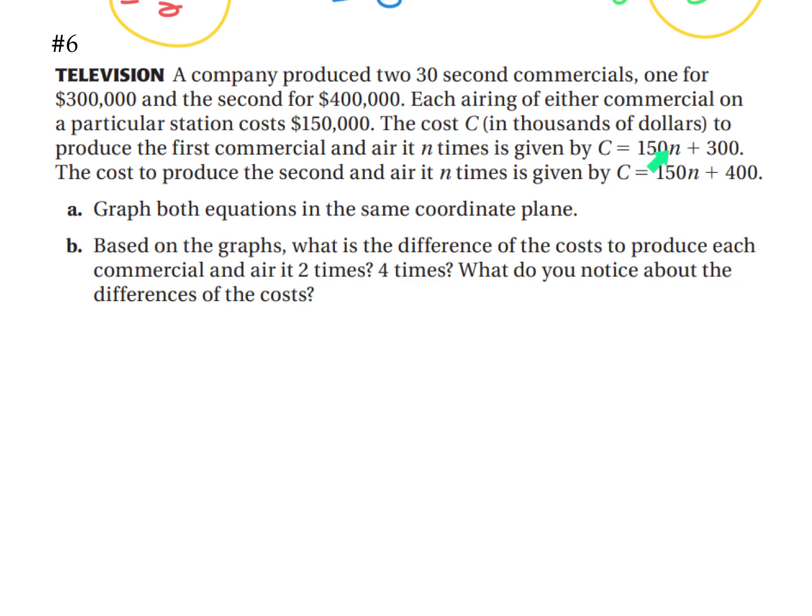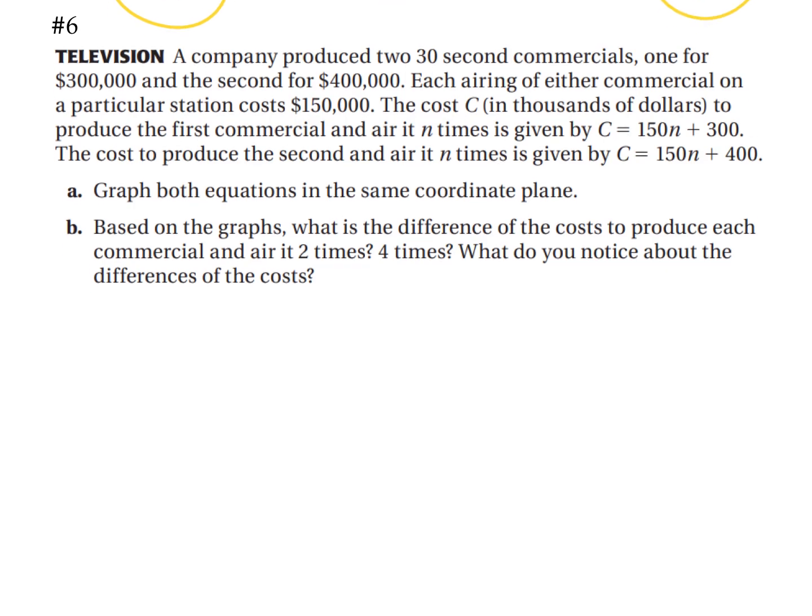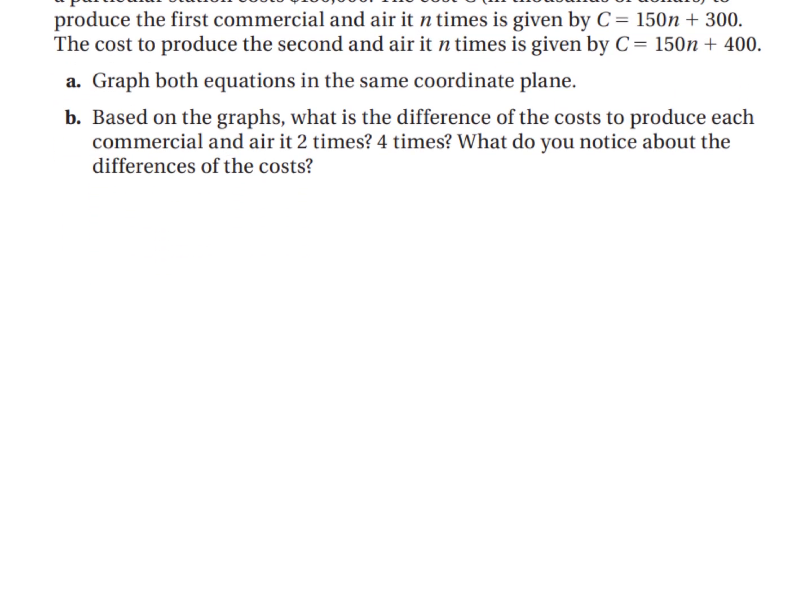Airs 10 times, 150,000 times 10. Let's graph both these equations in the same coordinate plane. One thing to keep in mind when you're setting up your graph, we are not going to need negative values. You're not going to air the commercial a negative number of times. It's not going to cost a negative amount of money to air it. So when we set up our graph, we just need the first quadrant.